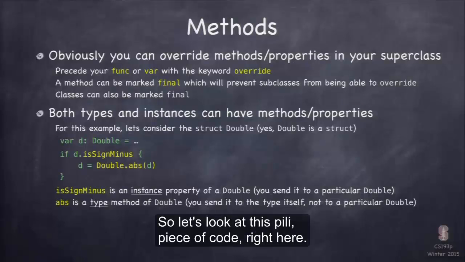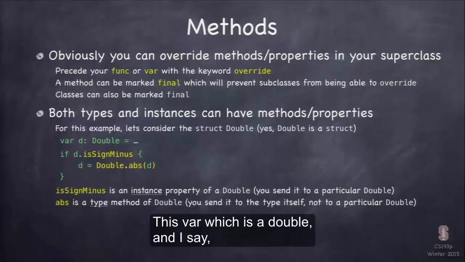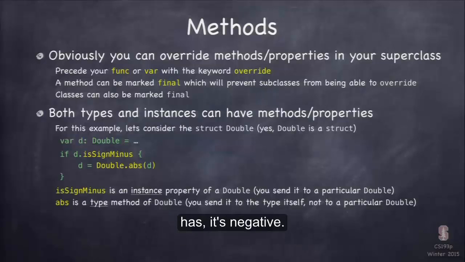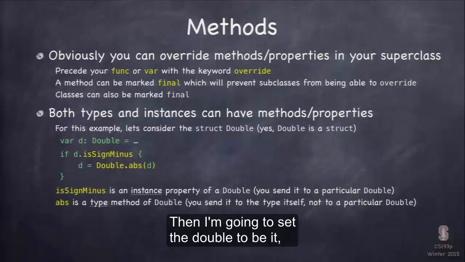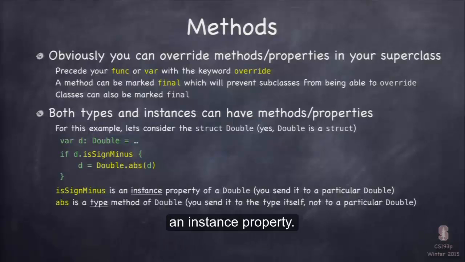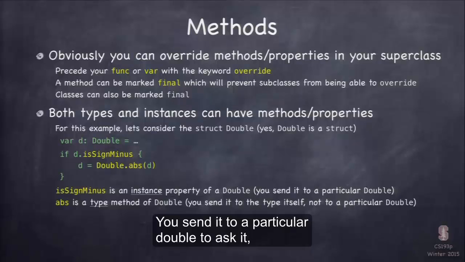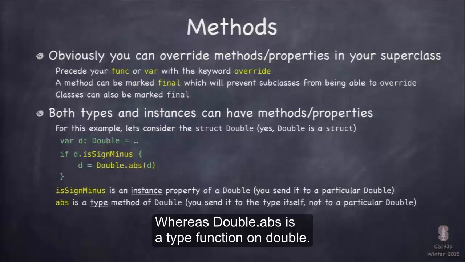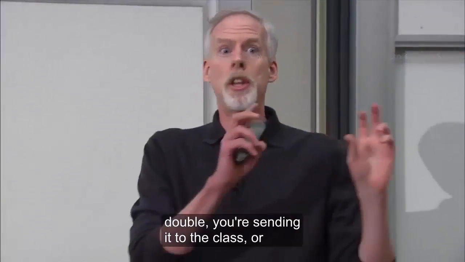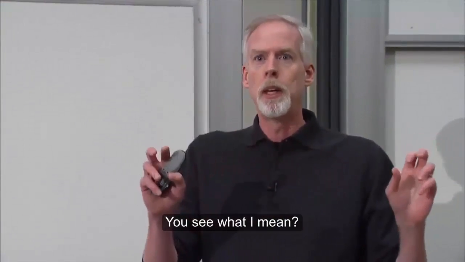Let's look at this piece of code right here. I've defined a double, this var, which is a double. And I say if the double isSignMinus, that means if it's a minus sign, it's negative, then I'm going to set the double to be the absolute value of the double. So isSignMinus is an instance variable, an instance property. You send it to a particular double to ask it, is your sign minus? Whereas Double.abs is a type function on Double. You pass the double you want to operate on to it, and it works on it. But you're not sending abs to a particular double. You're sending it to the class, or the struct in this case, the type. You see what I mean?